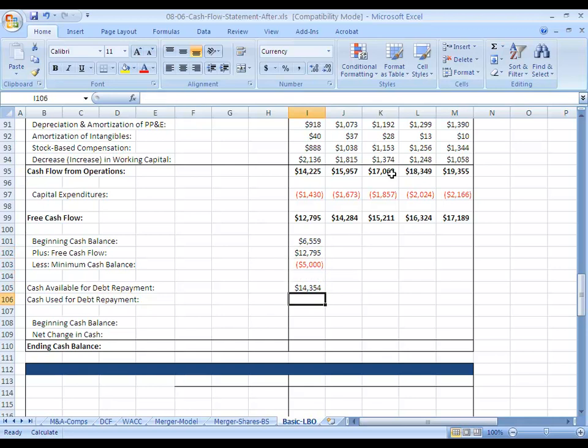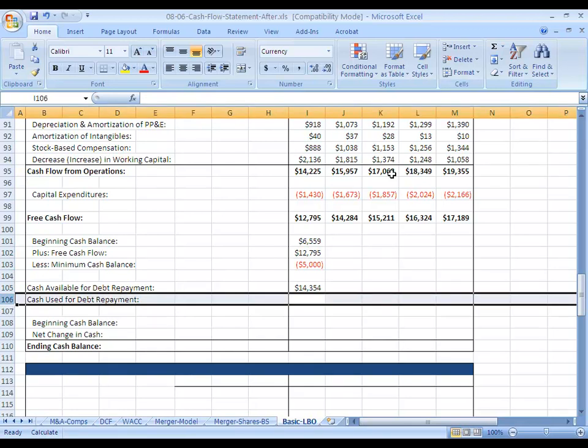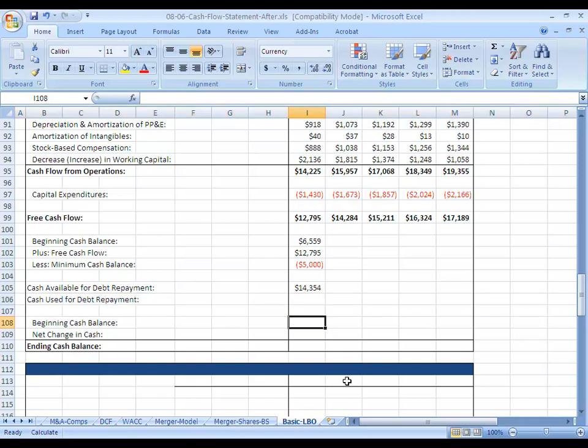For the cash used for debt repayment, we're going to leave this one blank for now because this will depend on our debt schedules, which is the next lesson. So we're going to leave this one blank for now and come back to it. Now for the beginning cash balance here, this one's simple. We're just going to link to this beginning cash balance number at the top right here.